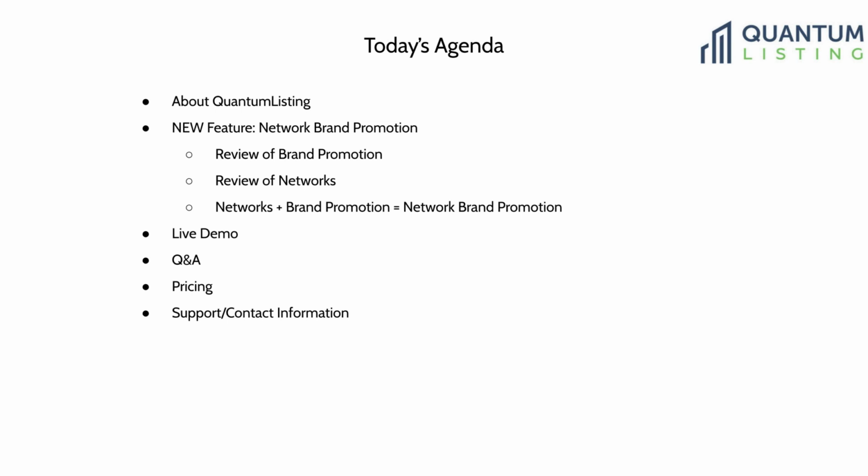So what we'll do is first we'll just do a quick overview of QuantumListing, just very quickly, and then we will go into kind of the two features that this new feature arose from. So the first is brand promotion, and the second is our QuantumListing networks. And as you can see here on the screen, the QuantumListing networks plus the brand promotion equals this new feature, network brand promotion.